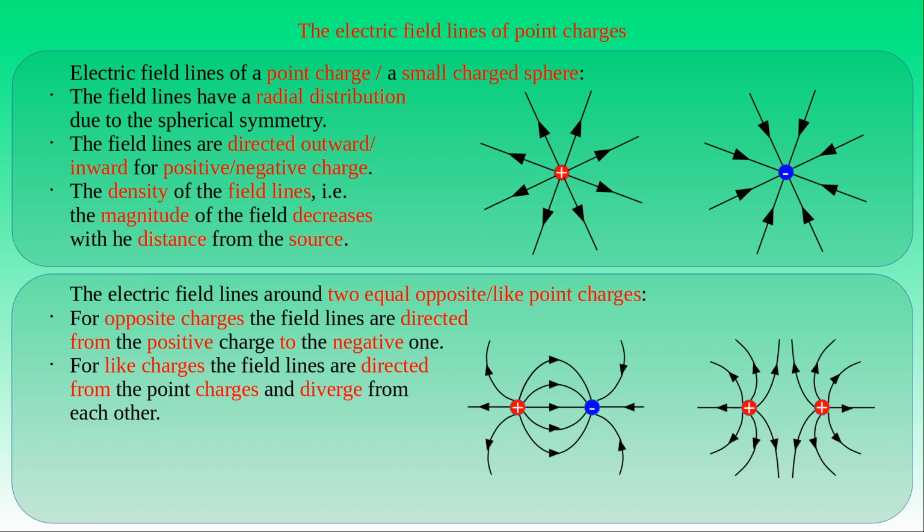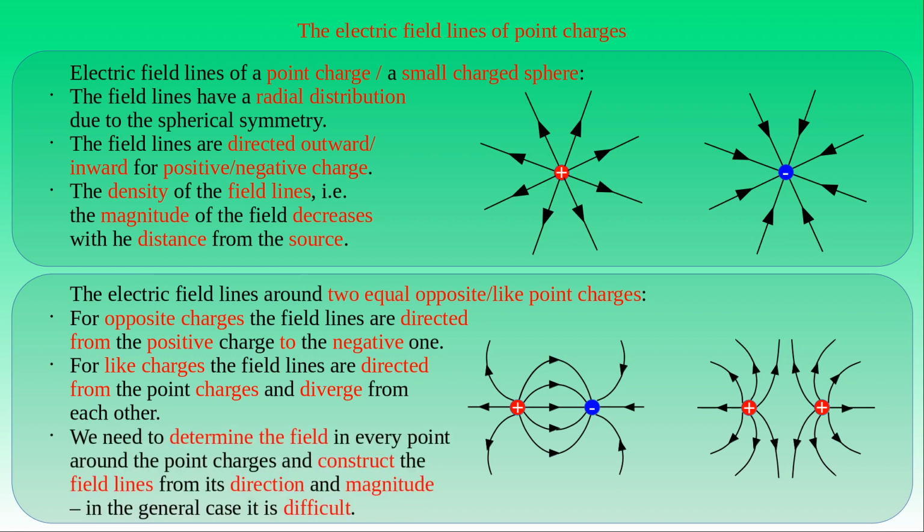The topology of the electric field lines for two point charges is more complicated than the one obtained for a single point charge. In order to draw such a figure, we need to determine the electric field at every point around the point charges and construct the field lines from the direction and the magnitude of the net electric field strength. For a system of charges, we need to use the superposition principle to calculate the net electric field around the system, and then draw the field lines representing the field. In the general case, this is a difficult task.